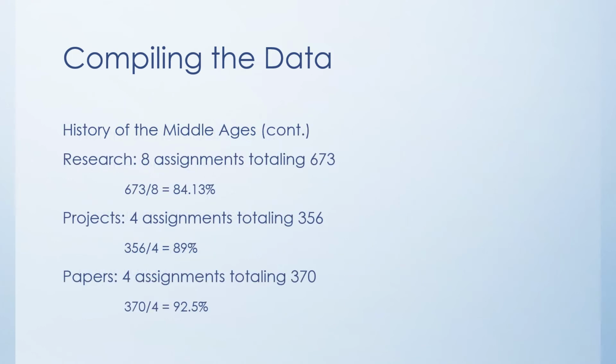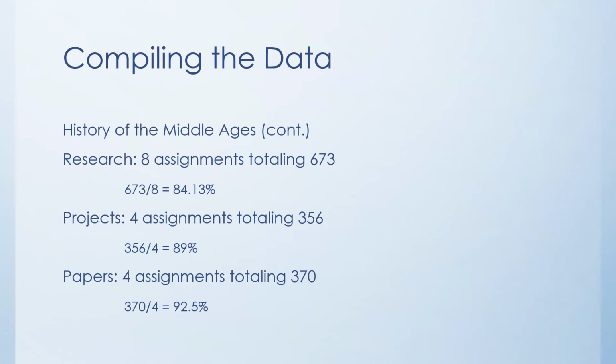And this is how we broke it down. So for research, he did 8 assignments. Those 8 assignments totaled 673 points. And then we divided that by 8 to get 84.13%. So he had about a B just on research.